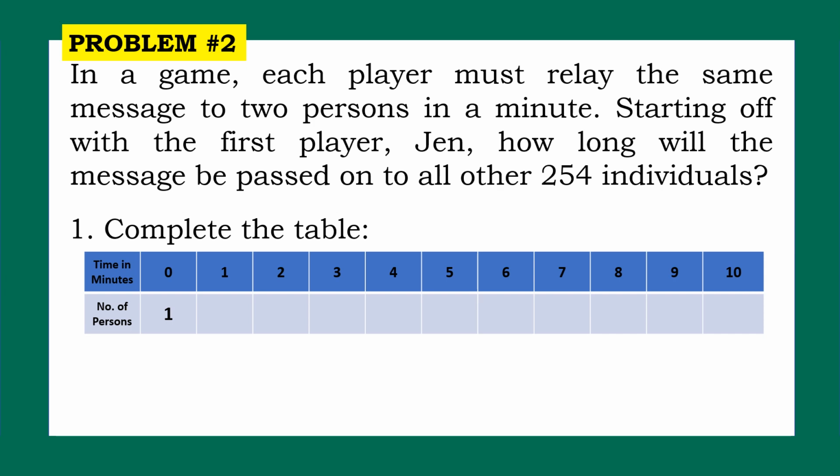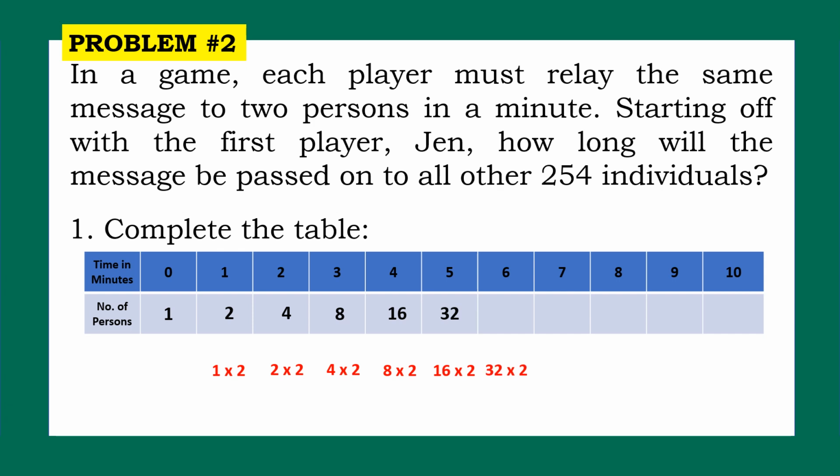So for the first minute, we must multiply 1 times 2 since each player must relay the same message to two persons in a minute. So for the first minute, we have 2. For the second minute, we have 2 times 2, and that is 4. For the third minute, we have 4 times 2, and that is 8. For the fourth minute, we have 8 times 2, and that is 16. For the fifth minute, we have 16 times 2, and that is 32.